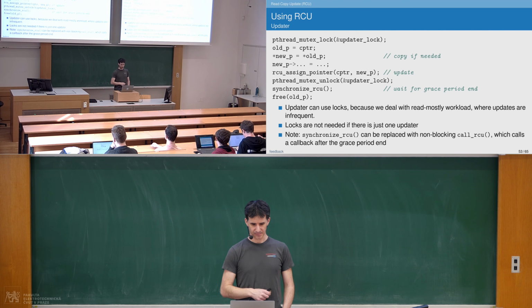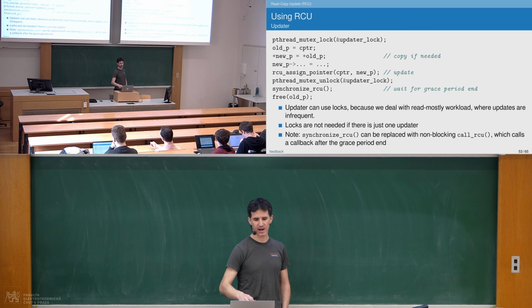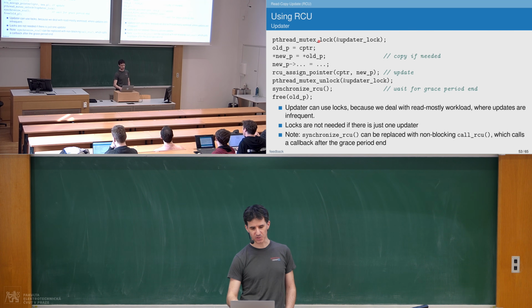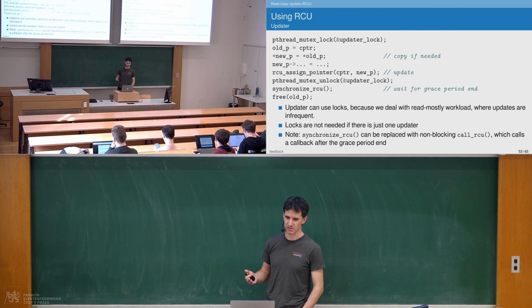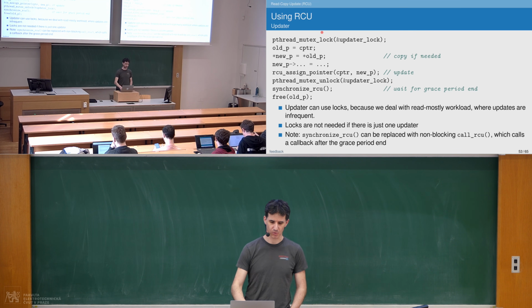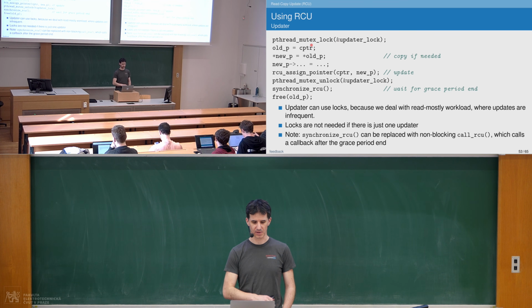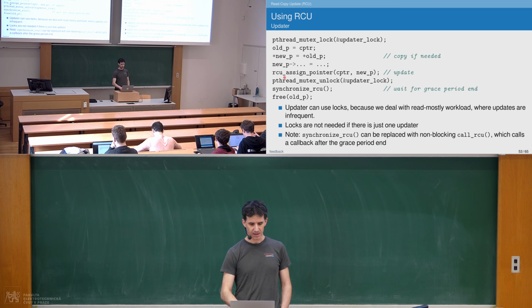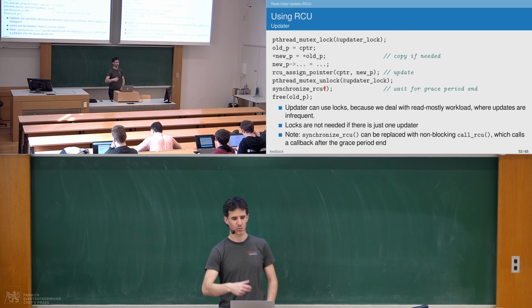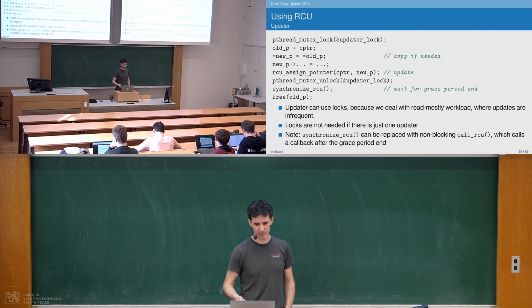This is how the updater updates the code. For simplicity, because this is a read mostly workload, the updates happen infrequently. So for updates you can use mutexes. It's infrequent, so there is an atomic instruction and it's not a problem. So you do this copy, you update the data, you assign the new pointer, and then you call synchronize RCU, which just waits for the end of the grace period, and only then you can free the data.